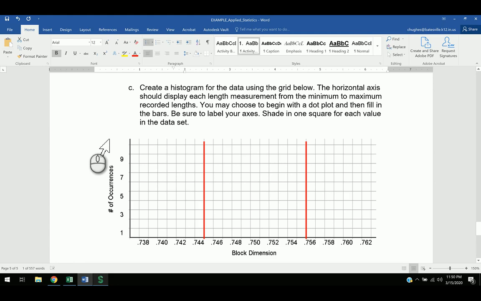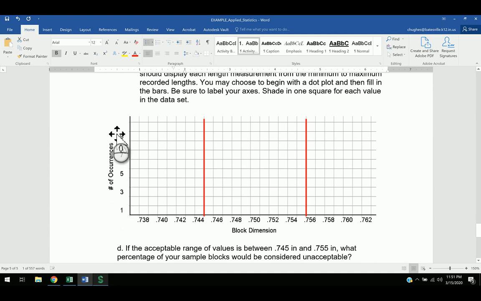All right, so far we've calculated measures of central tendency. We have calculated our measures of variation, which involved calculating the range and the standard deviation. We're now going to look at representing the data utilizing a histogram, so creating a graph of this. So here is kind of our graph to set up.